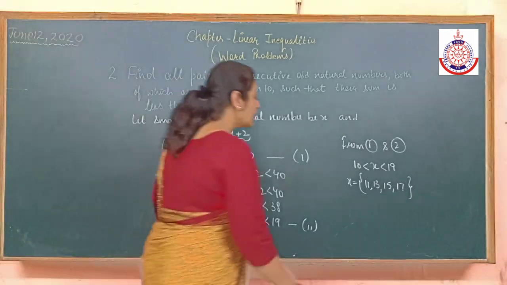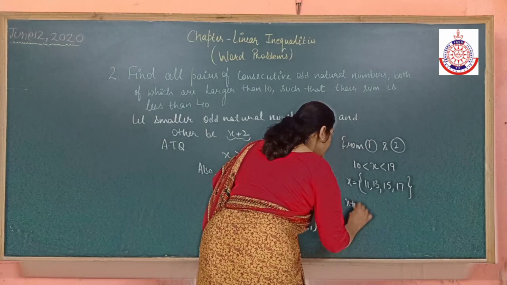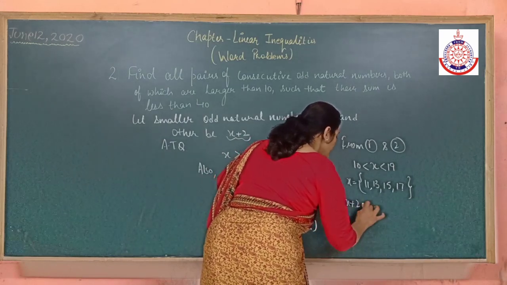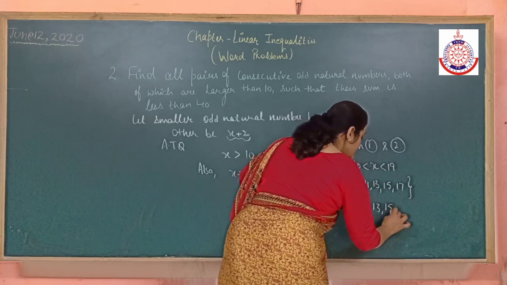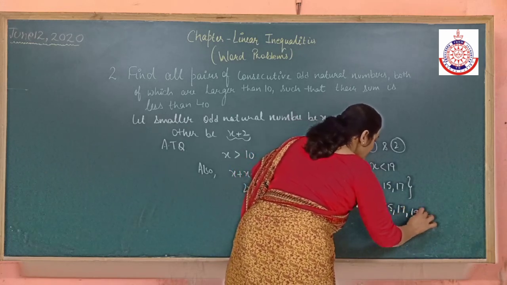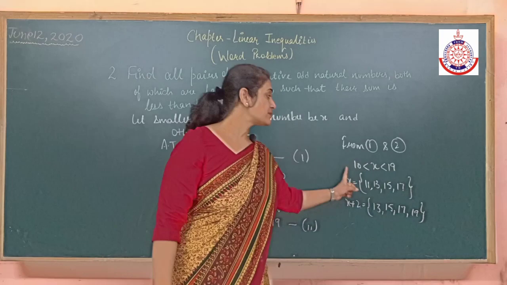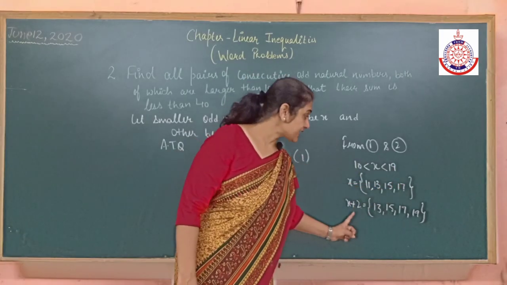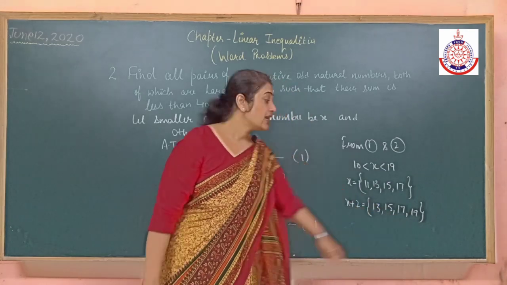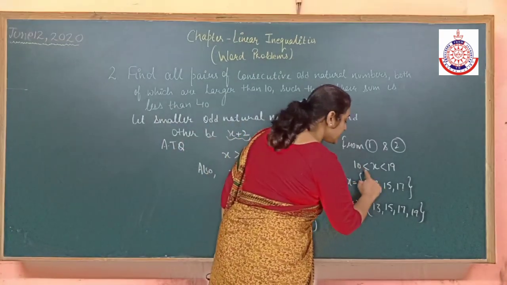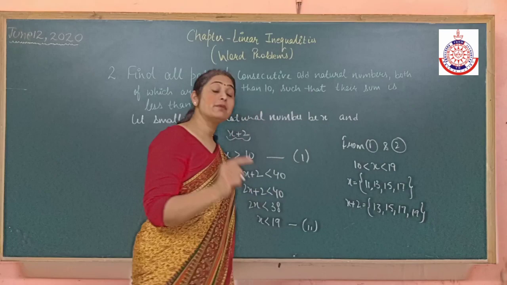Is it clear? So if this is x, then what will x plus 2 be? x plus 2 will be equal to what? 11 plus 2, 13, 15, 17, 19. See, x lies between 10 and 19. Plus, if I do x plus 2, then what will happen? 2 gets added on all sides, so 19 can come. Is it clear? x is between 10 and 19, greater than 10, less than 19.